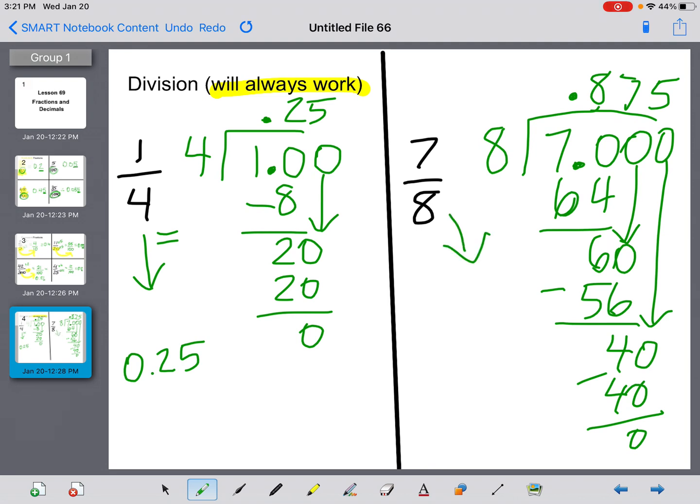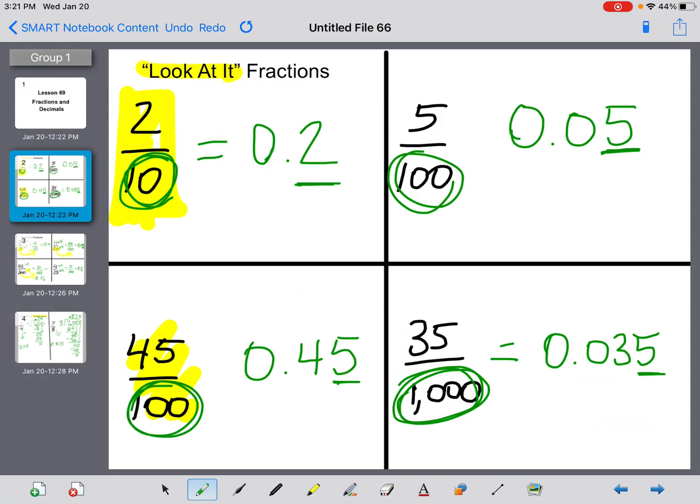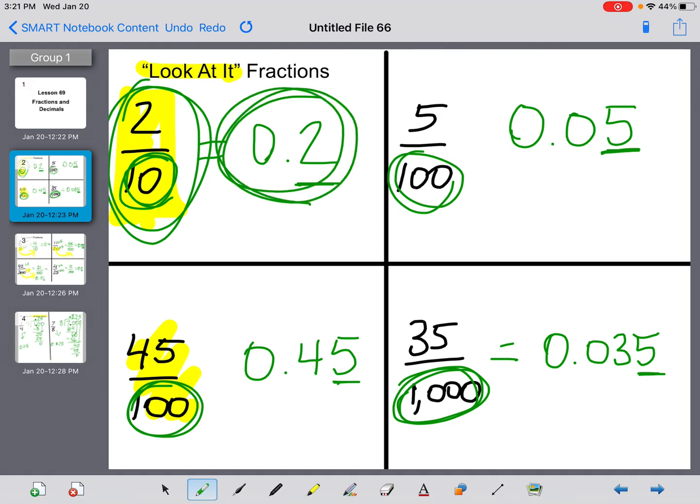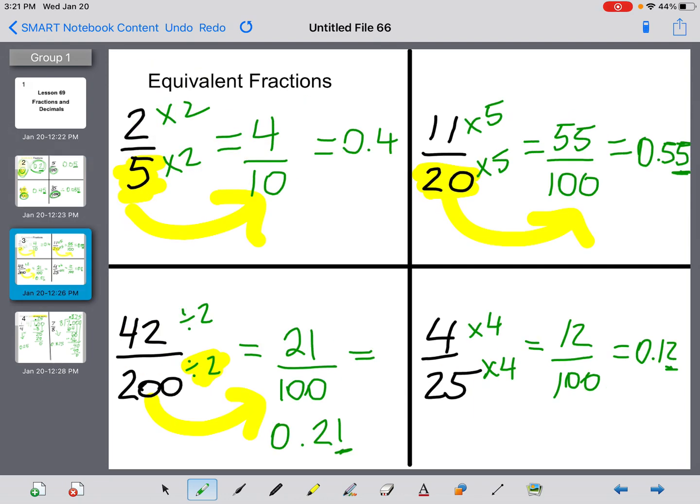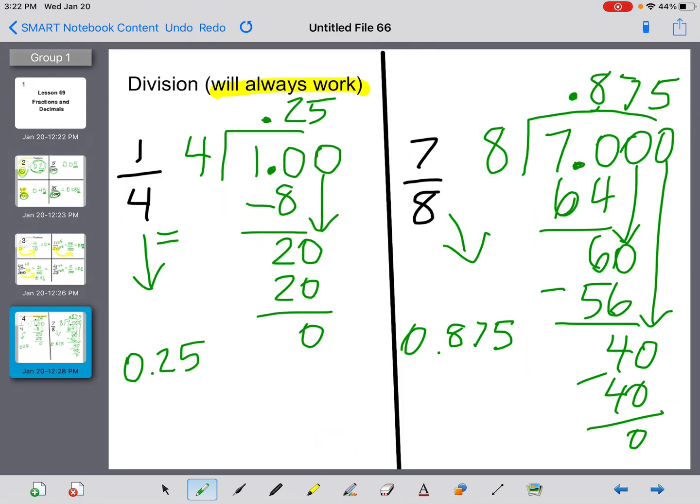So 7/8, the decimal equivalent is 0.875. Okay, so no matter what, the division will always work no matter what your fraction is. Even if I were to take one of these look at it fractions, so this first one up here, and I were to do 2 divided by 10, you would end up with 0.2. Okay, so even if the equivalent fraction method doesn't really work, division will always work. So keep that in mind as you do your work.